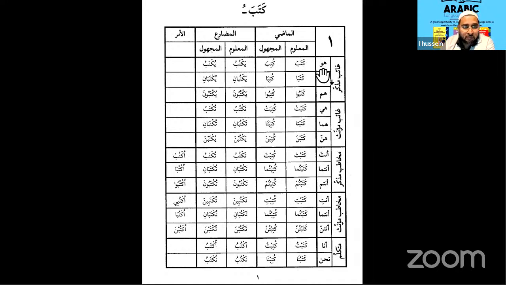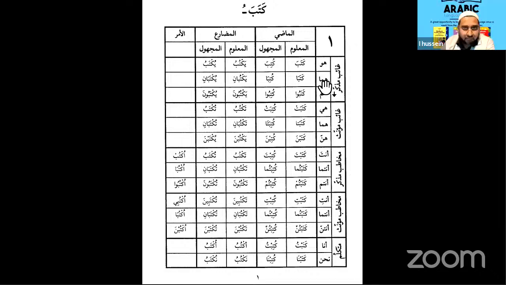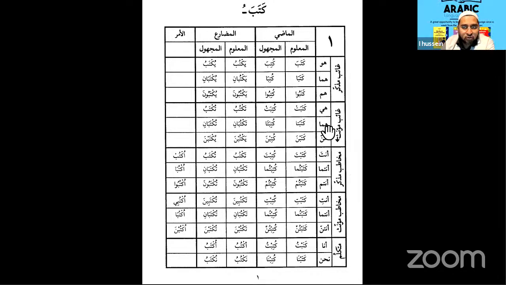Can you just say Huwa is he? Correct. Huma is they two. Hum is they all. Thank you. Hiya is she. Huma is they two females. Hunna is they all females. Anta, like man anta, who are you? Anta is you, one male. Antuma, you two males. Antum, you all males. Anti is one female. Antuma, you two females. Antunna, you all females. Ana is I.